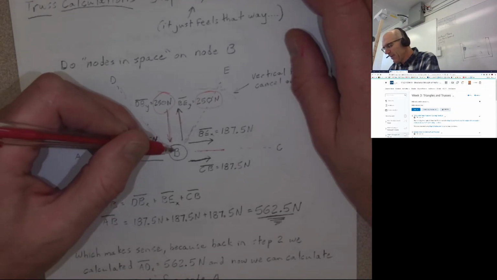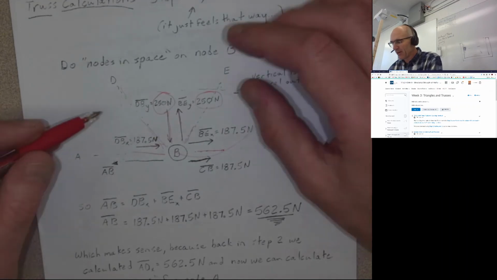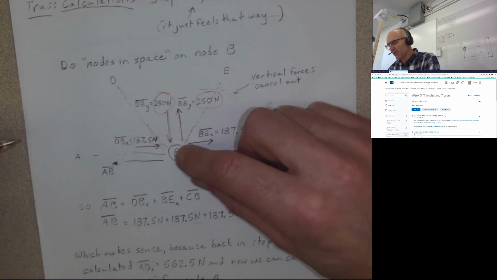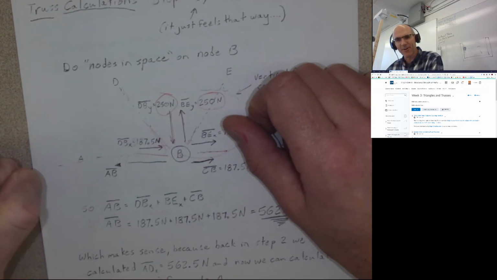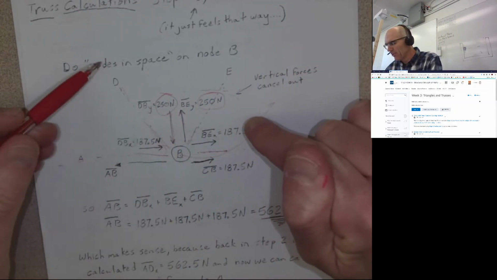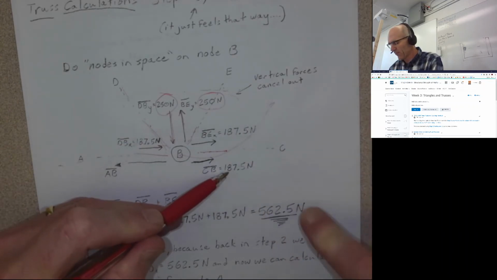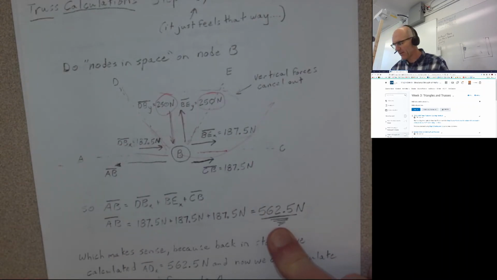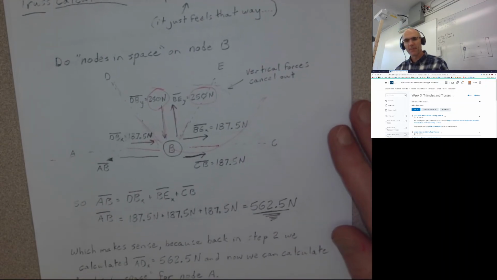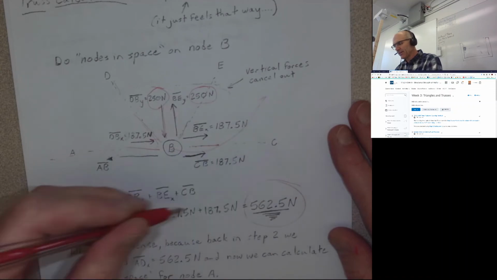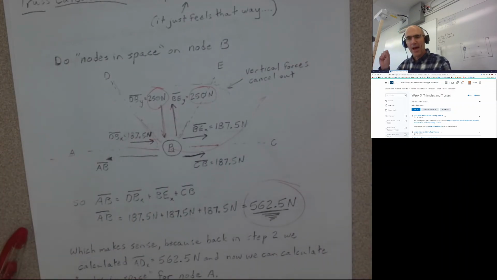So to keep B from swinging over that way, which it really, really wants to do based on what these three are doing, A must be pulling it back in this direction with a force equal to 187.5 plus 187.5 plus 187.5, which is 562.5 newtons. Okay, and that is going to be your tensile stress in AB.